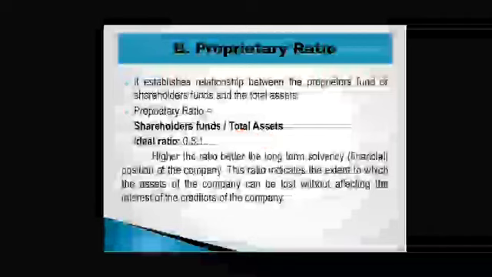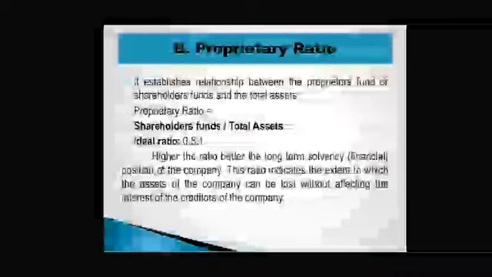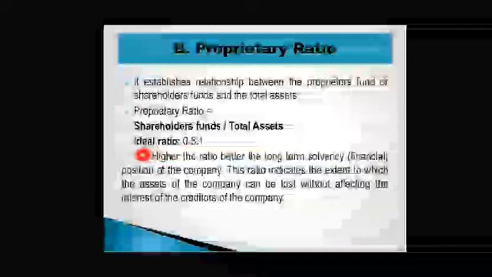Okay, so whether the company is in a position to pay its shareholders, preference shareholders and equity shareholders, the dividend. For that only, shareholders' fund divided by total assets. So this ratio is 0.1 to 1. Okay, the total asset value is 1, and the shareholders' fund is 50 percent. So it's good. The company is in a sound position. They can pay their shareholders.